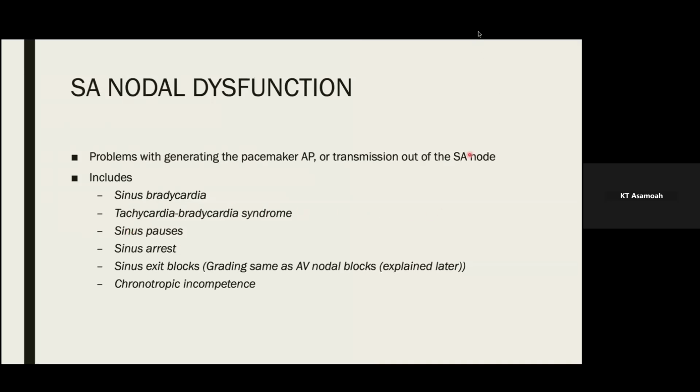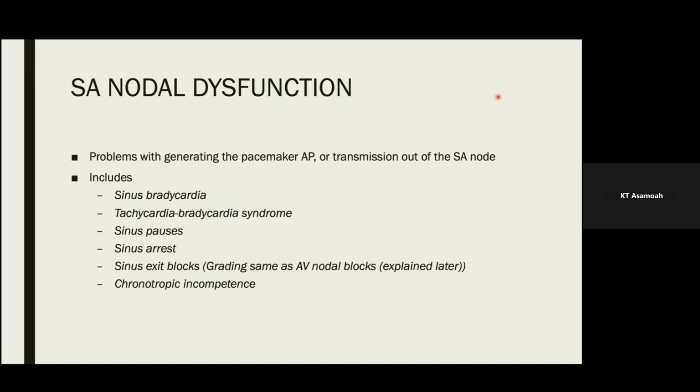A lot of us know about tachy-brady syndrome, but SA nodal dysfunction is bigger than tachy-brady syndrome, and it basically arises either due to problems in generating the pacemaker action potential or transmission out of the SA node to the cardiac tissues for them to be depolarized. And so there are various types: sinus bradycardia, the popular tachy-brady syndrome, sinus pauses, sinus arrests, sinus exit blocks, and then contractile incompetence. You'd probably classify sinus arrest and sinus exit block as sinus pauses.